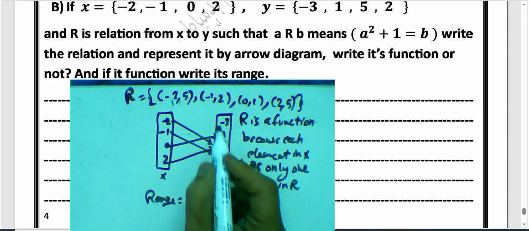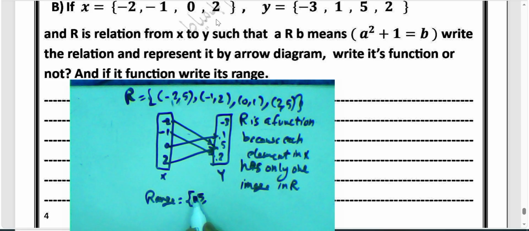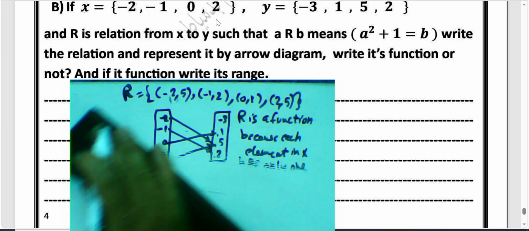The range here is the second projection, right? 5, 2, 1, and 5. Also, don't repeat 5, okay? We have 5, 1, and 2 with the range.